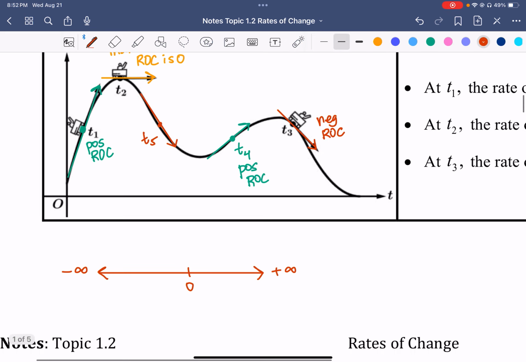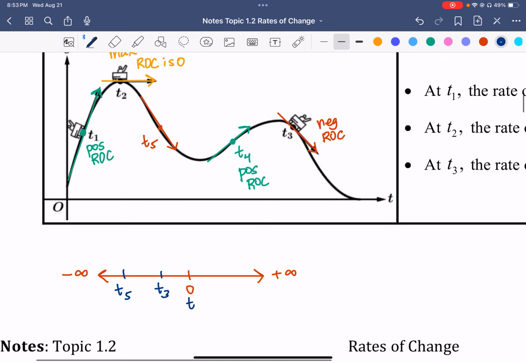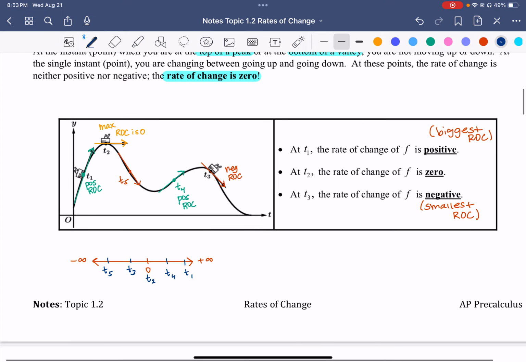So if I were, just as an example, to label the order from least to greatest, I would say the smallest one here would be t sub 5 because it is the steepest negative line. And then let's say we would have t sub 3, which is the next negative, and then t sub 2, which is the one at 0. The next biggest would be t sub 4 because it is less steep than t sub 1, which would be your biggest rate of change because it has the steepest line. So there are going to be some questions where they ask you to do that, okay?